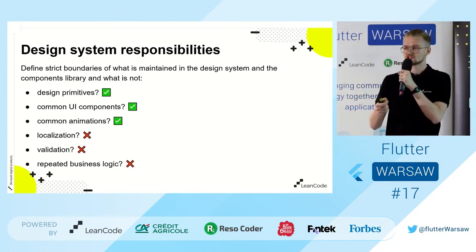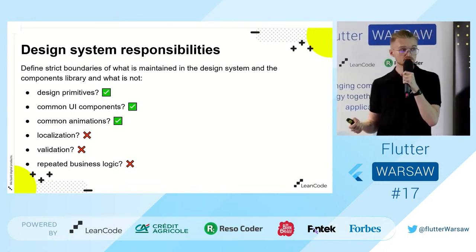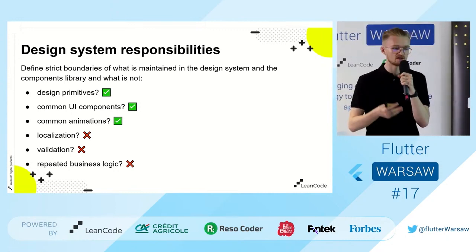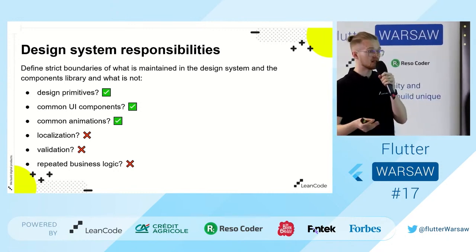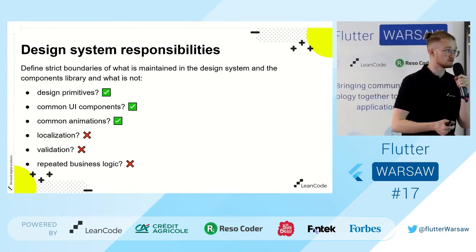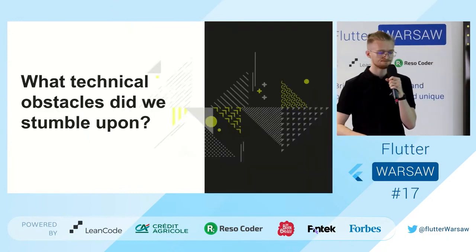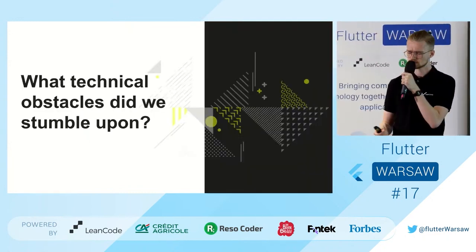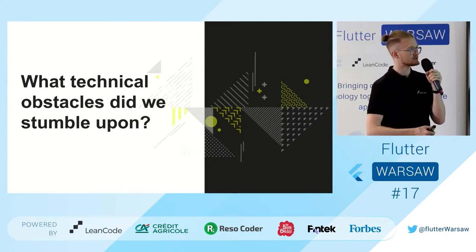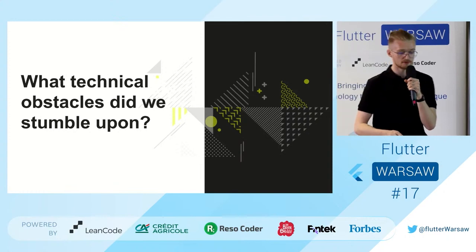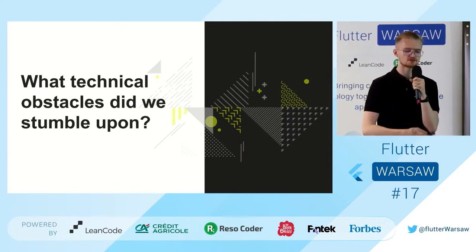We had just string parameters in constructors in our widgets, and we relied on those business squads to give us whatever localized string they wanted us to display. The validation or the repeated business logic, that's not our department. And that's what was about this more abstract stuff, the communications, other things. But what technical obstacles did we actually stumble upon?